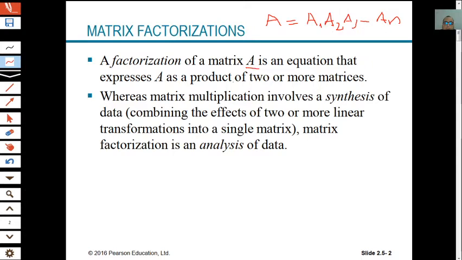A1, A2, A3, up to An are called factors of the matrix A. Matrix multiplication involves a synthesis of data, namely the matrix multiplication combines the effects of two or more linear transformations into a single matrix. The multiplication combines two separate pieces of information, but matrix factorization is the opposite situation, namely it is an analysis of data.